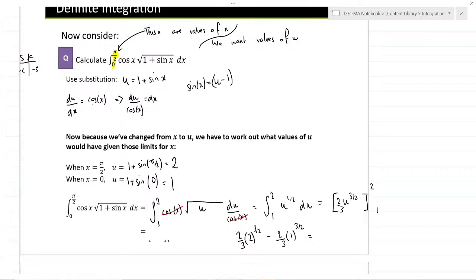The problem is that our boundaries, between 0 and pi over 2, are currently in terms of x, but actually we want them in terms of u, and we do that by substituting them into our substitution. So we're substituting these values into this here to find out what they are in terms of u, because at the moment they're in terms of x. That's the only difference really.